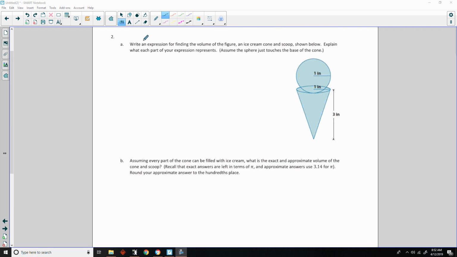Okay, number 2A says, write an expression for finding the volume of the figure. It's an ice cream cone and a scoop of ice cream shown below. Explain what each part of your expression represents. Okay, so this is a sphere. We will represent that as being our ice cream. And here is an ice cream cone.